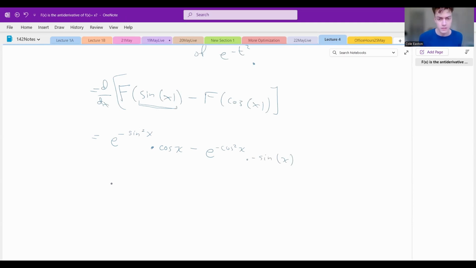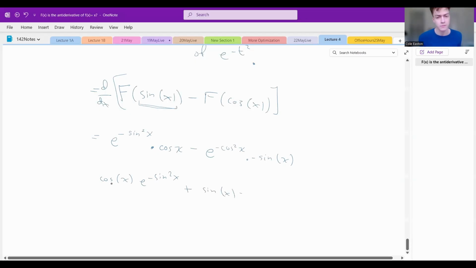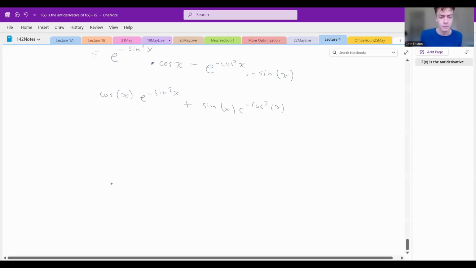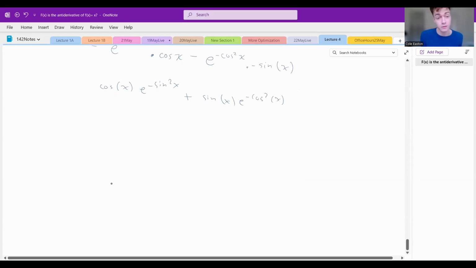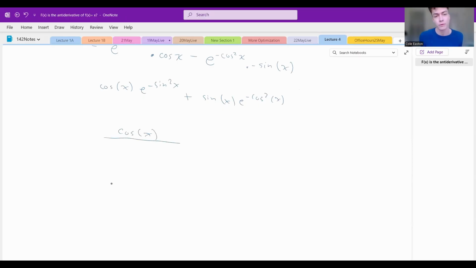And then we can simplify this a little bit. I like to put these trig functions out in front. And then we see that we have these negatives that are going to cancel. So we're going to say plus sine x e to the negative cosine squared of x. And there is one other way that I could write this too. It's really just up to preference, but I could say cosine of x over, and remember e to the negative something is 1 over e to the positive something. So I could say that this is cosine of x over e to the sine squared of x. And likewise for the other term here.